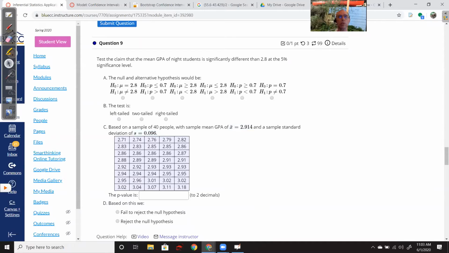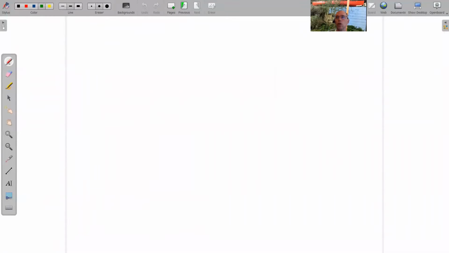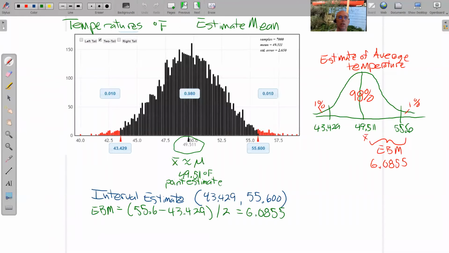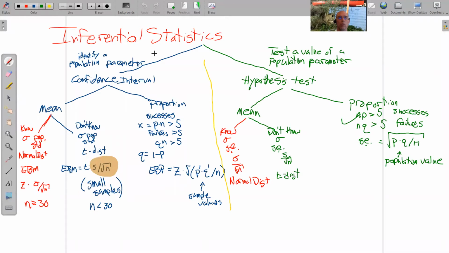Using the simulations we did before. Okay, so what do we got going on here? We're testing a claim. Okay, hypothesis test. Mean GPA. Okay, mean. So when we consider our branching of what we know so far about statistics, we're in the hypothesis test section and we're in a mean. So the question is, do we know the standard deviation of the population or we don't? And usually it's in the I don't know category. And then also, if you have a small sample size, I should add that here too.